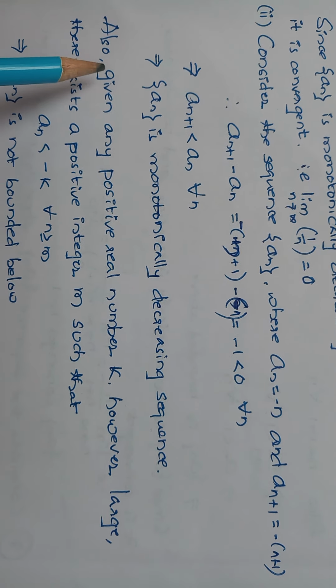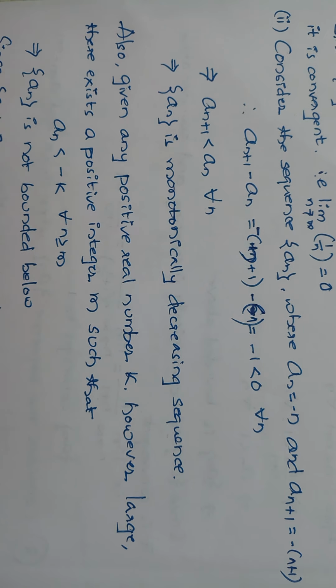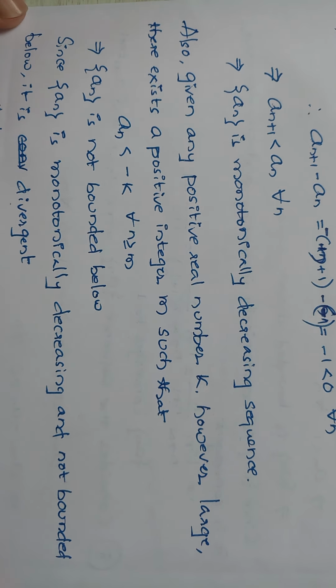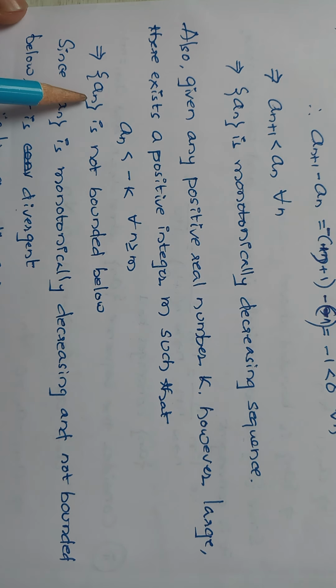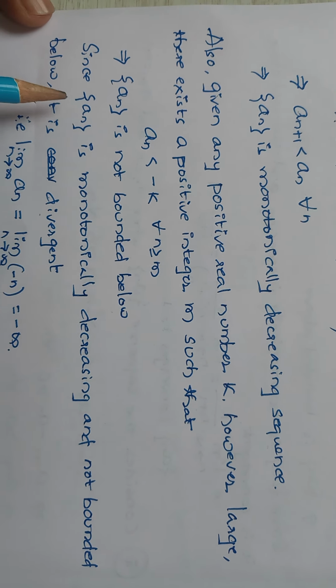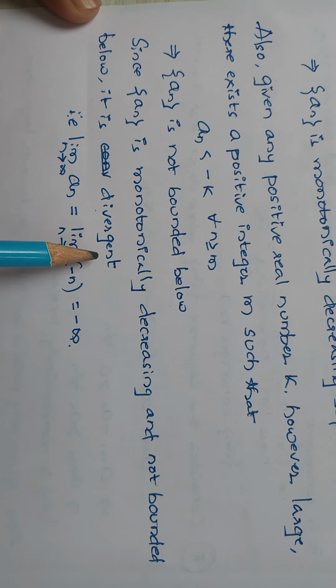So therefore I write here, also given any positive real number k however large, there exists a positive integer m such that a_n is less than minus k for all n greater than or equal to m. So here we can't find a bounded below point, therefore the sequence a_n is not bounded below. So since a_n is monotonically decreasing and not bounded below, it is divergent.